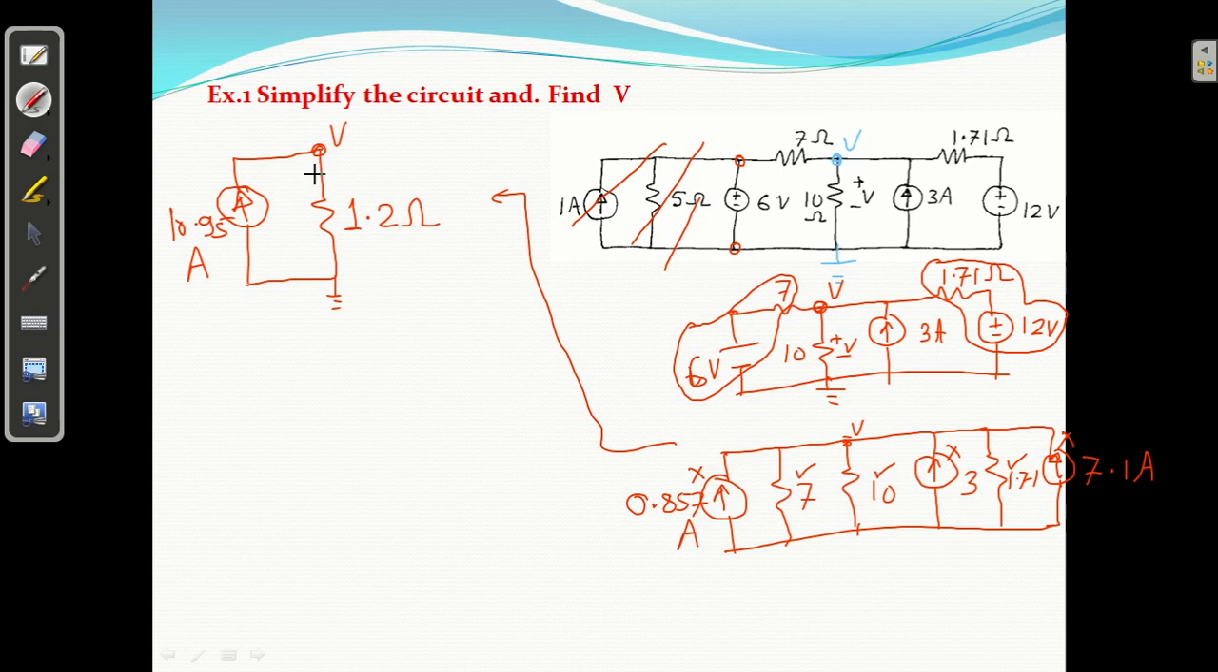Now what is the value of V? ये जो current है वो ऐसे ही आएगा ना, right? So V equal to what? This I into R. I कितना है? 10.95. R कितना है? 1.2. So 10.95 into 1.2, I am using the calculator. I am getting 13.2 volt. That is the answer.